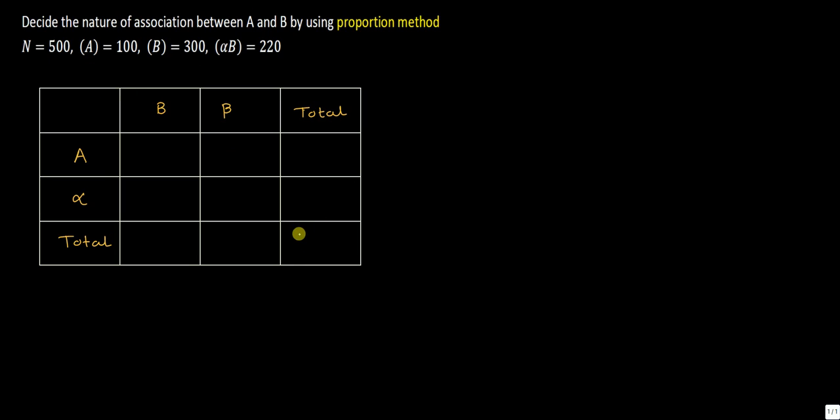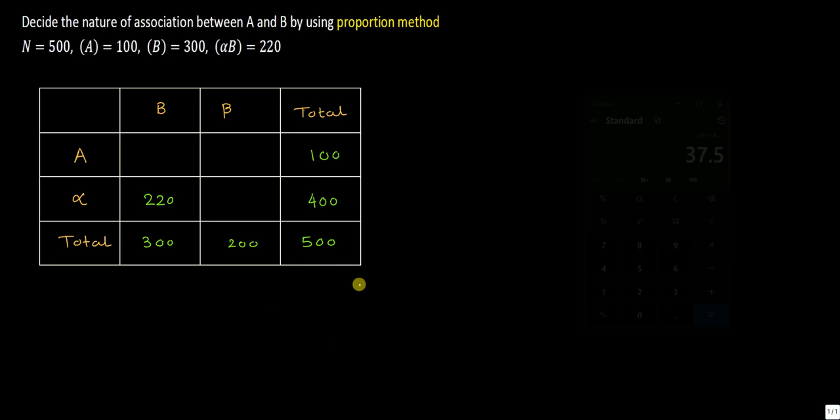N is equal to 500, putting 500 here. Then total of A is 100. Then total of B is 300. And alpha B is 220. Okay, 500, 100. Here it will be 400. And here we have to put 200. So we'll get 500.